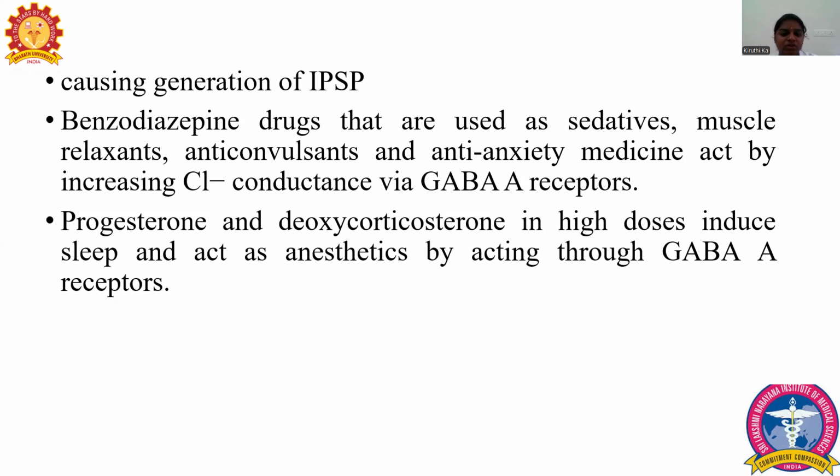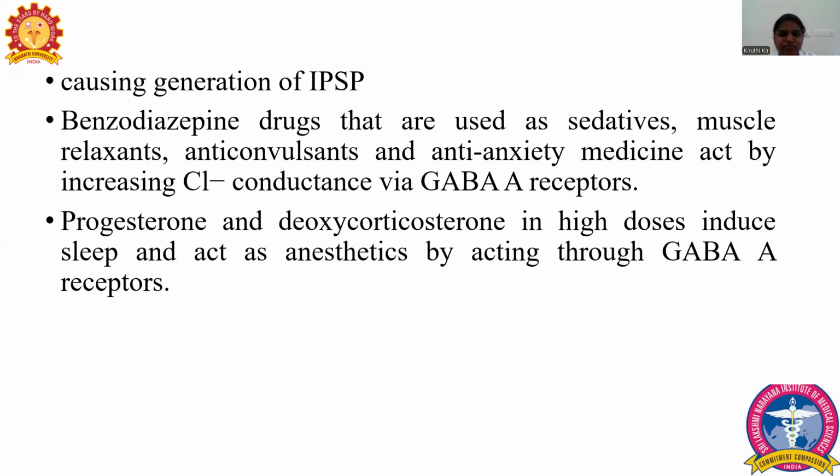The benzodiazepine drugs are used as sedatives, muscle relaxants, anticonvulsants, and anti-anxiety medicine, and they increase chloride conductance via the GABA A receptors. They bind with the alpha subunit of the GABA receptors. A second type of benzodiazepine receptor has been found in the peripheral tissues and also in steroid-secreting endocrine cells. These are called peripheral benzodiazepine receptors. The PBR is involved in steroid synthesis.